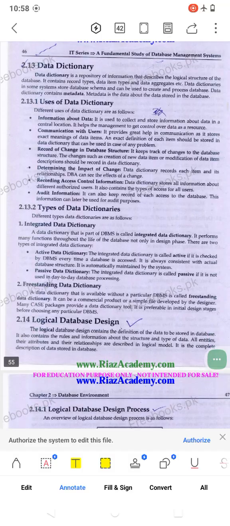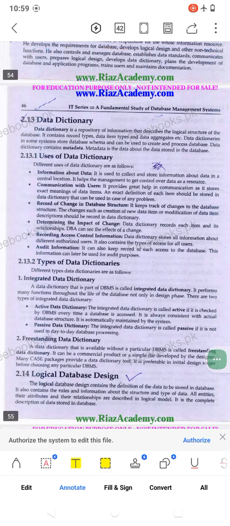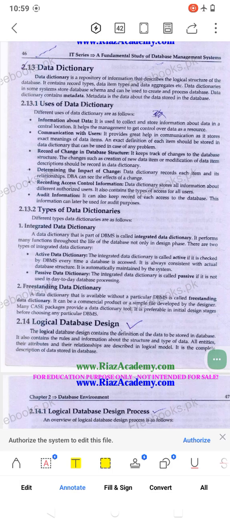Okay, let's start with this topic, the data dictionary. What is the data dictionary? A data dictionary is a repository of information that describes the logical structure of the database. It means we have a place to store our information, and that is called a data dictionary. What type of information? Information that describes our database's logical structure, how data will be represented, in which terms or structures data will be stored. The location where this information is placed is called a data dictionary.